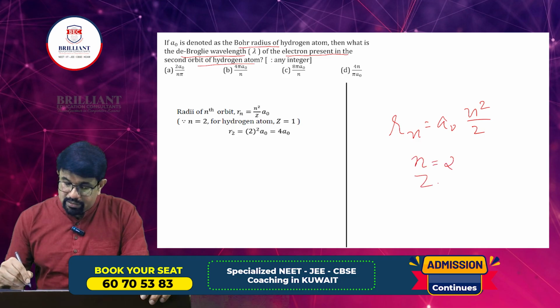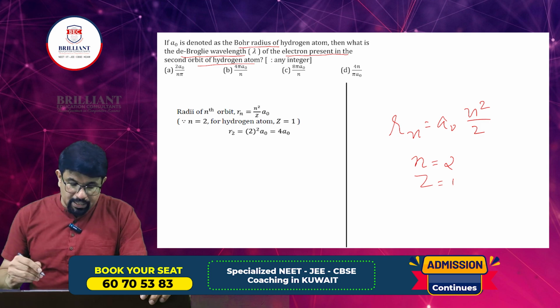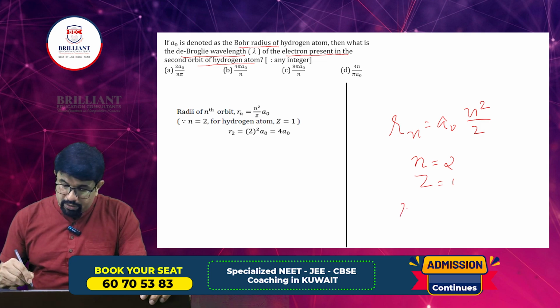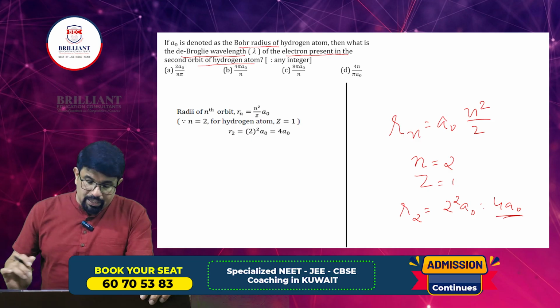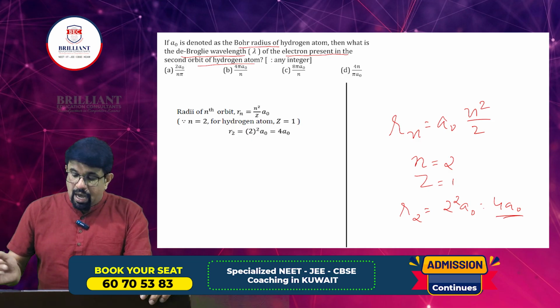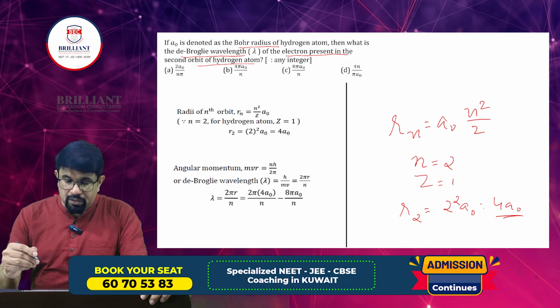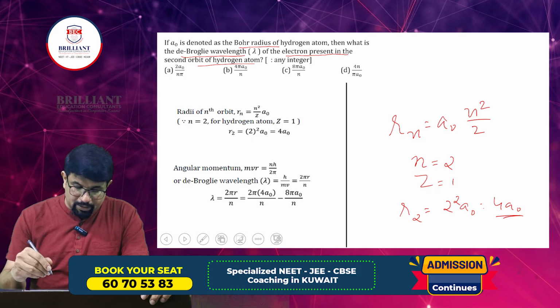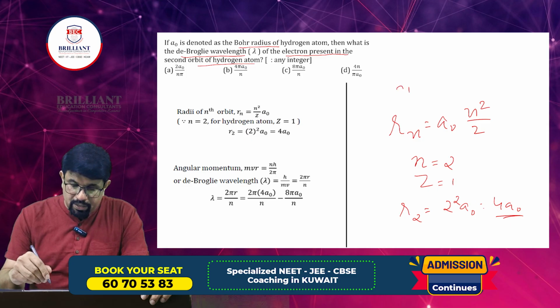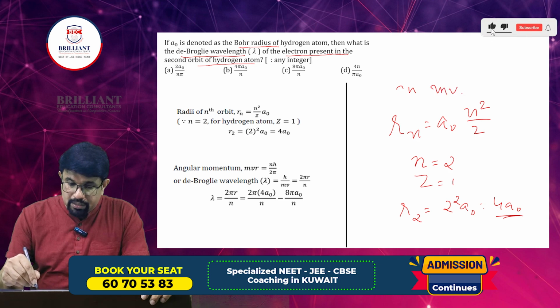It is hydrogen, that's why Z is equal to 1. So we can take R2 is equal to 2 square A0, that is equal to 4 A0, right? Then what will be the de Broglie wave equation? We have to substitute the value in the de Broglie wave equation. Before that, we have to find how R is related to de Broglie, right? We already know that angular momentum of electron in a particular energy level is given by mvr is equal to nh by 2 pi.